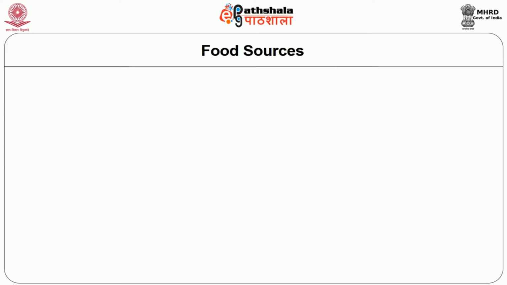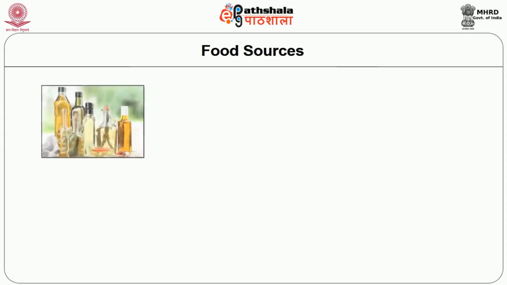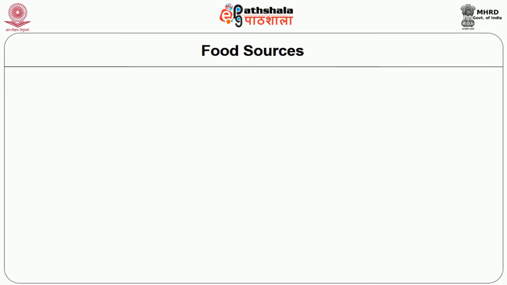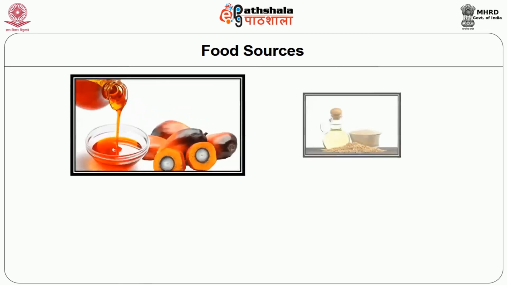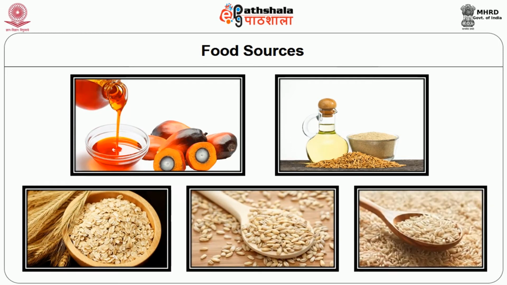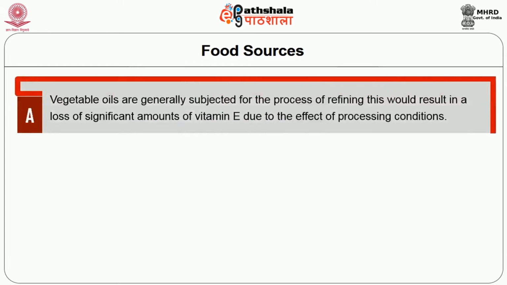The chief sources in Indian diets are the vegetable oils, nuts, oil seeds, and whole grains. Significant amounts of tocotrienols are found in palm oil, rice bran oil, and the bran and germ portions of certain cereals like oats, barley, and rice. Vegetable oils are generally subjected to the process of refining. This would result in a loss of significant amounts of vitamin E due to the effect of processing conditions.